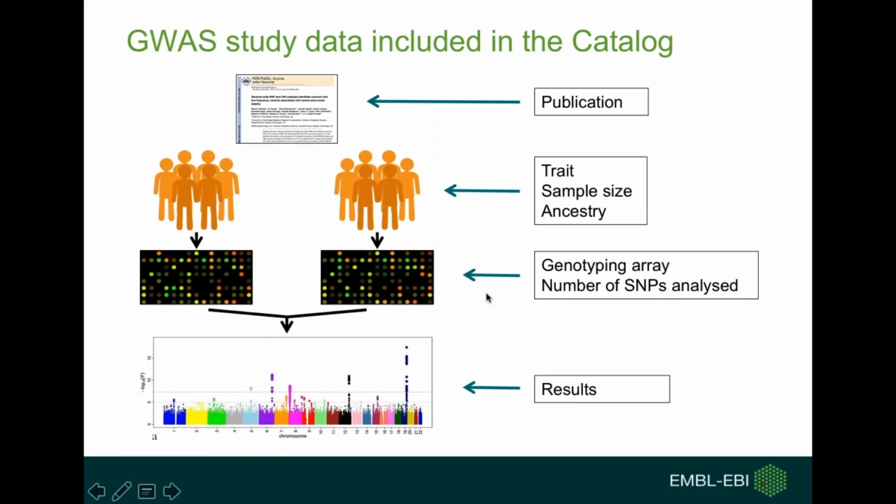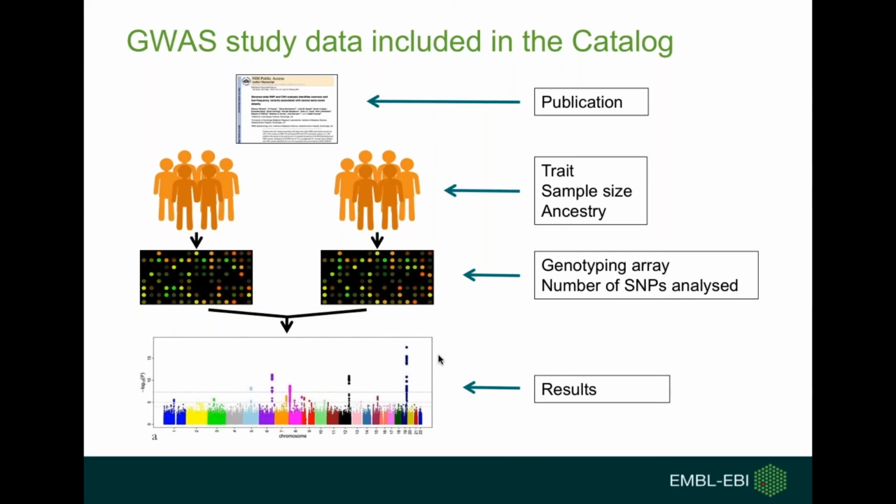We also extract data about the genotyping process. So for example, the name and make of the array that was utilized in the study, and also the number of SNPs that were analyzed in the GWAS. And finally, we extract information about the results that were obtained. And this should now look familiar. This is your typical Manhattan plot.